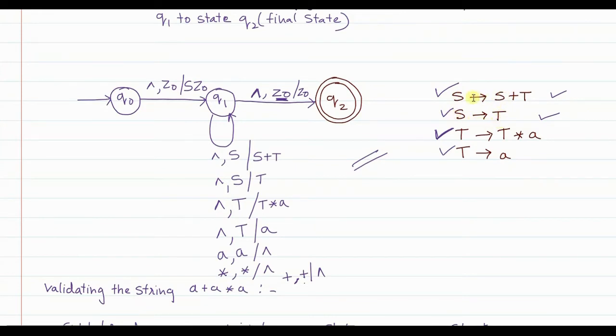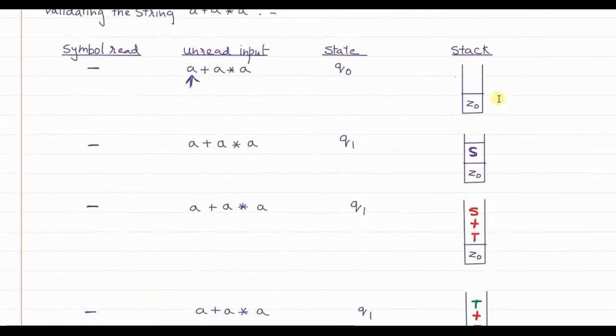So what I do, you can use any one, either this one or this one. I use the first one. So what I will do, I will replace the topmost element S, capital S, with the right hand side of S. Now what I am going to replace it with is S plus T, but while inserting I will be inserting it in the reverse order. So T will go first, then plus, then S.